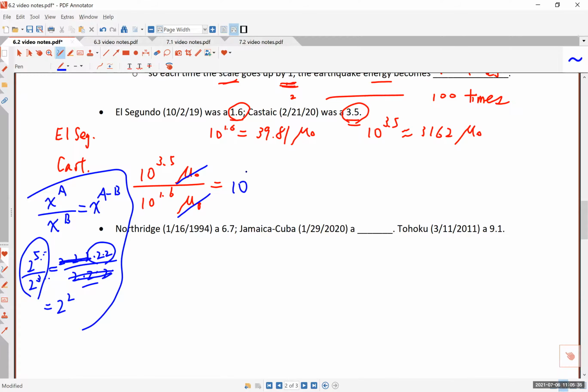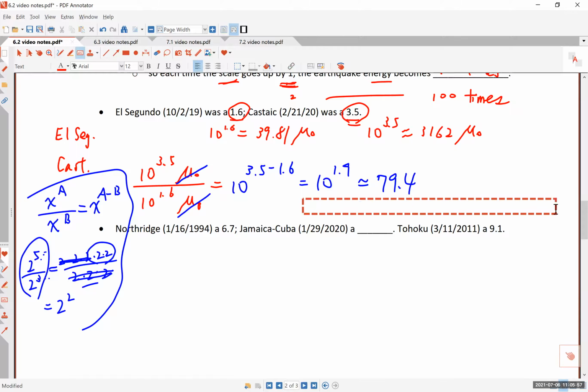Right. So the answer to this is actually going to be 10 raised to the 3.5 minus 1.6, and that's 10 raised to what? This is an easy calculation. All you have to do is subtract 1.9. Okay, and that turns out to be about 79.4.